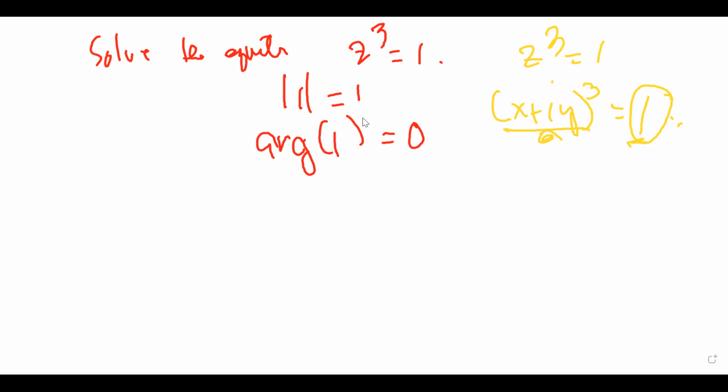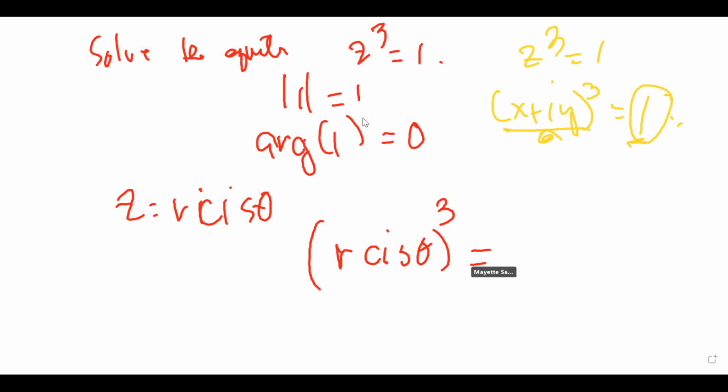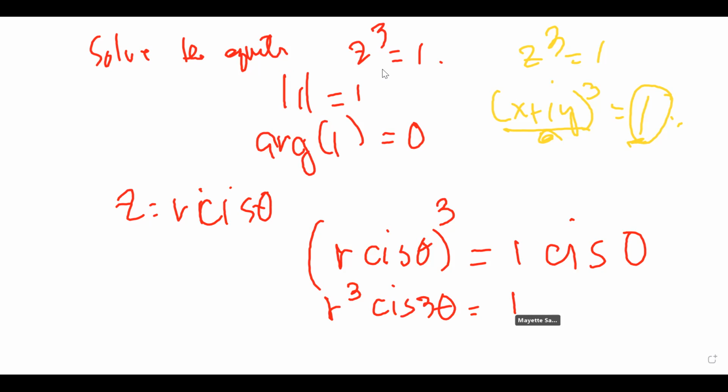In CIS form, you can write Z equals r CIS theta, or we can write this as (r CIS theta) to the power of 3 equals 1 CIS of 0. Using de Moivre's theorem, this will now be r to the power of 3 CIS 3 theta equals 1 CIS of 0.